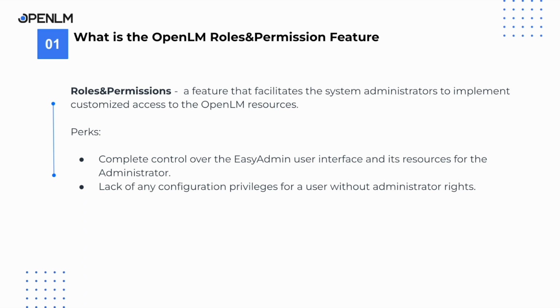So, to summarize, the OpenLM roles and permission feature gives you a basic user role that lacks any configuration privileges. The administrator can choose the reports she or he can see, or whether to schedule a report or not. The administrator has the power to distribute different resources to different users. This means that certain users will be able to see and act on different parts of the OpenLM interface. It is up to you who sees what.